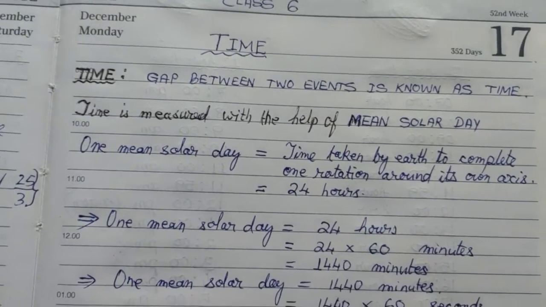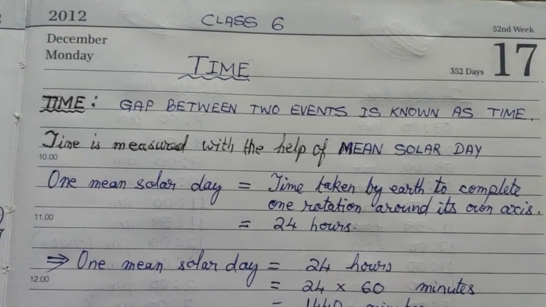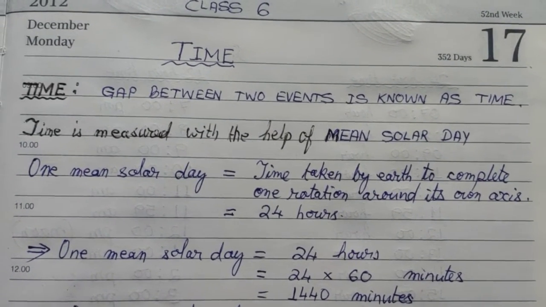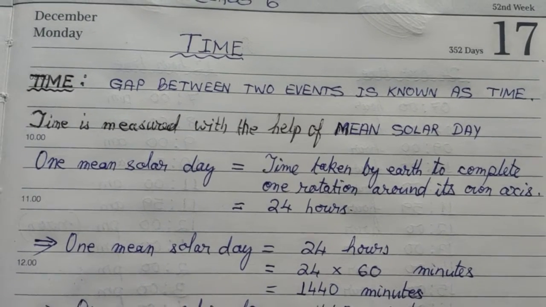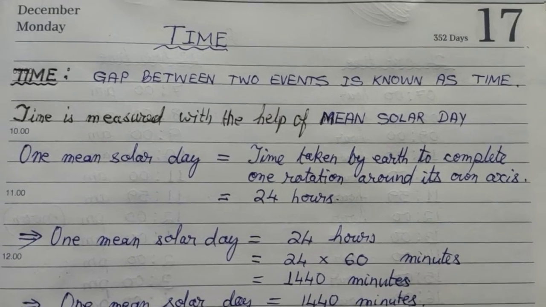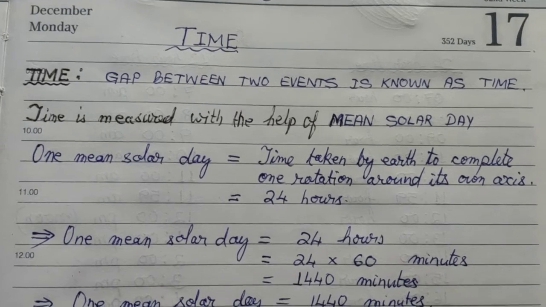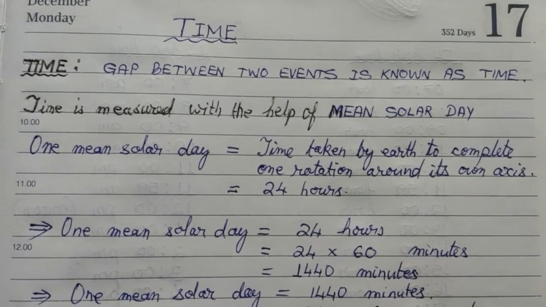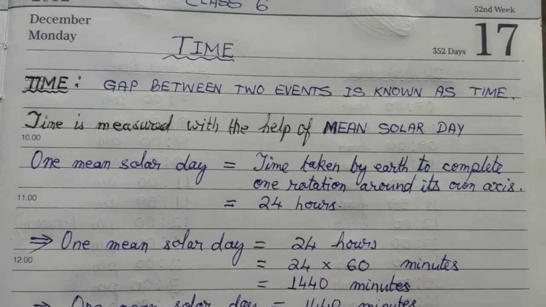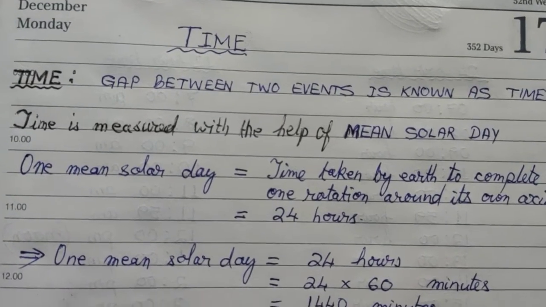And if you take the events to be some other thing, like say beginning of the year, that is 1st January, and the next event if you take the end of the year, last day of December, then in between you have the gap as how many? 365 days, that is 1 year. So that's how we define time. The gap between any two events is known as time.